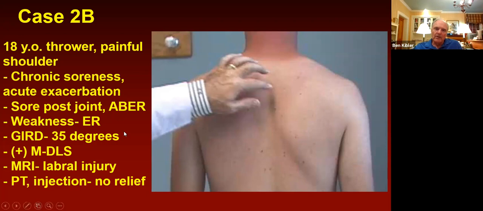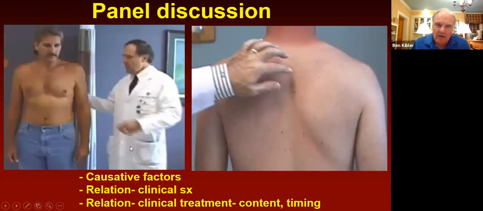So now, you know, what are you going to do with these two cases? So let's start off with these two cases. These are tissue injuries associated with scapular dyskinesis. Is it a cause or an effect? Does it make any difference? How are you going to treat it?